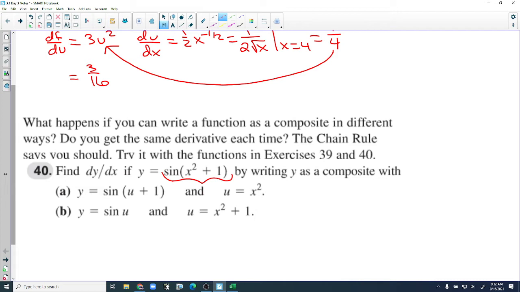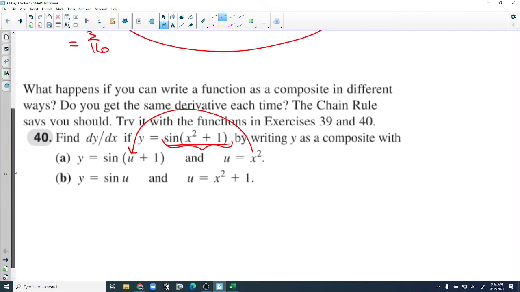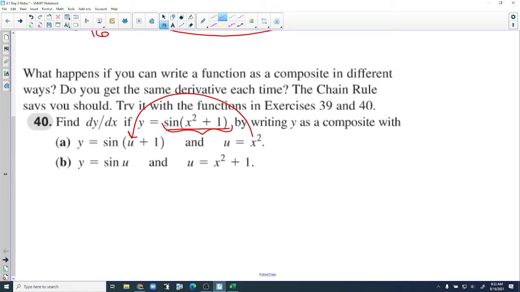So now they're saying the outside function is sine of u plus 1, and u is x squared. So if I put that in for u, I would get sine of x squared plus 1. So there's their composition of functions to get the original. On letter A, dy du, the derivative with respect to u, would be cosine of u plus 1. There's the derivative of what would be the outside function. Then the derivative of the inside function, du dx, is 2x.